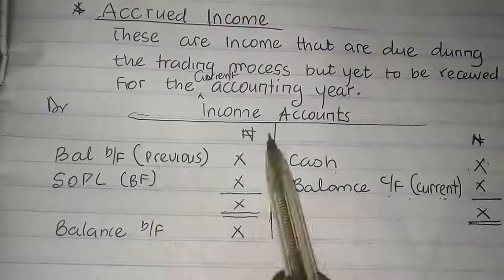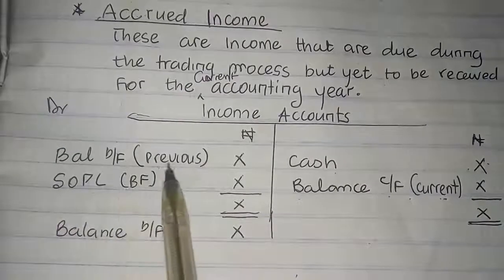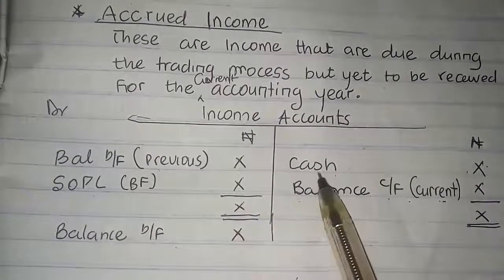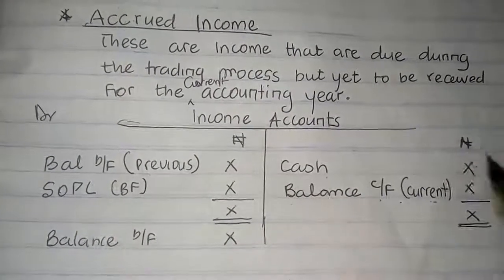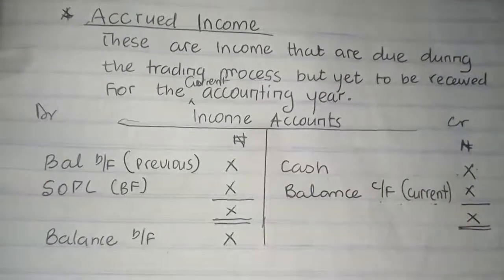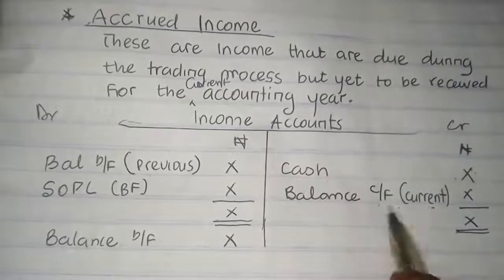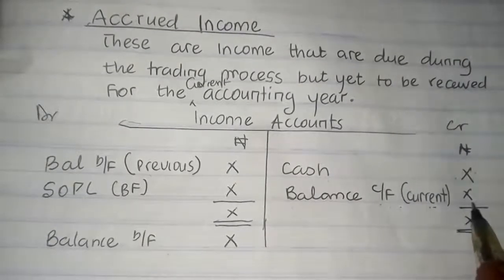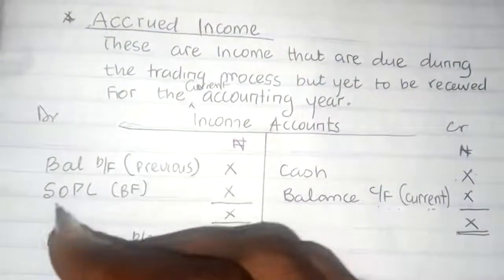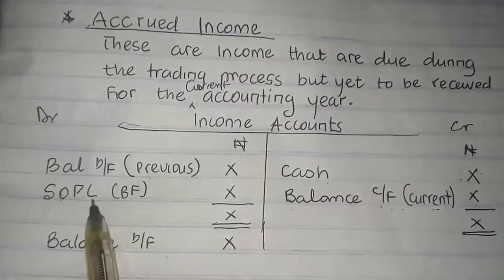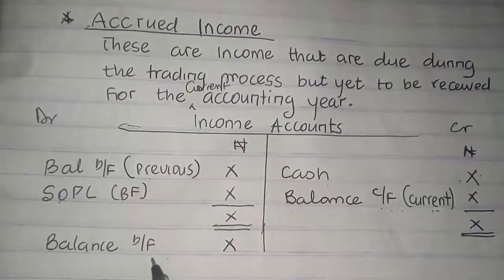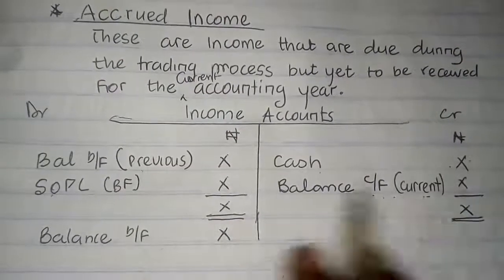Now, if you look at the format very well, once again, you will debit the previous balance. Then the cash you received during the year will be credited in the income account. Then the balance yet to be received for the current year will be credited. Then the balancing figure goes to the statement of profit or loss account as an income. Then you carry down your balance. So pause the video to study these formats.